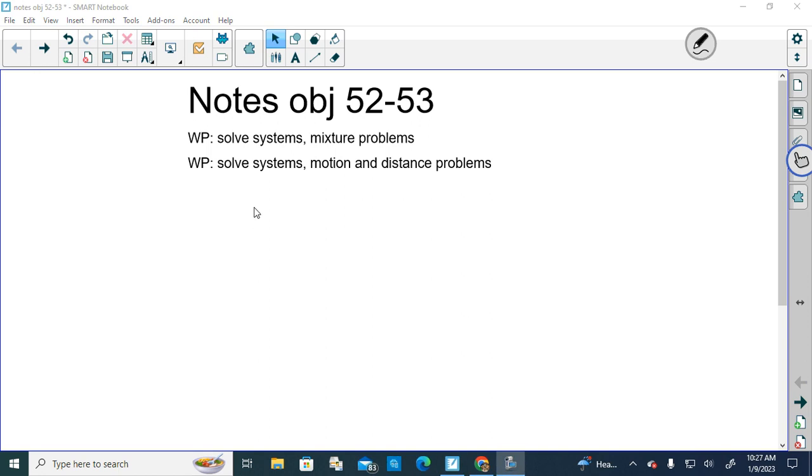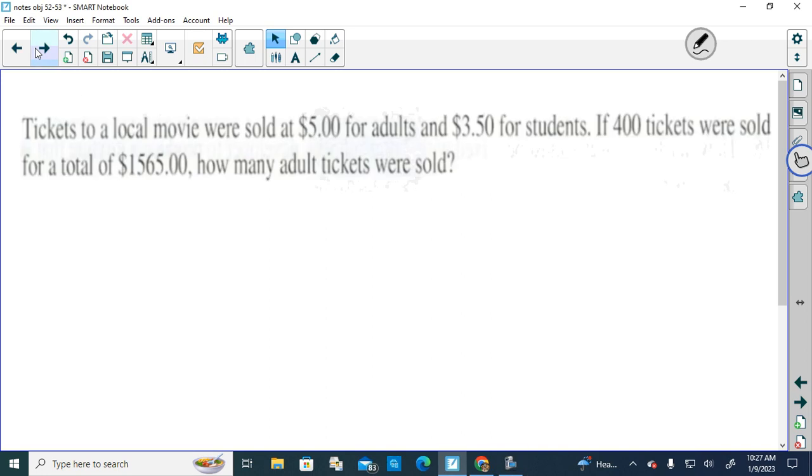Okay, here we go. So the first ones that we're going to do are mixture problems. And then the second objective, number 53, is going to be motion and distance problems. Starting off, you have this one in front of you, which I know is super duper small on your paper. I forgot to put a number here, so we're just going to say this is the first one. If you want to label it on yours, you can.